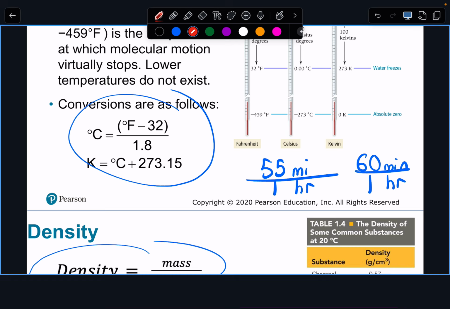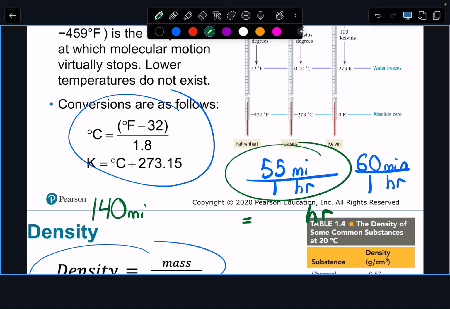So let's say that you've set your cruise control at 55 miles an hour. So you're going to have a consistent speed, but you have a trip that you're taking that's 140 miles and you want to know how long it's going to take. Most people would probably be like, do I divide or do I multiply by 55? I don't know. Let's make sure you know by setting it up as a conversion factor. So you have 140 miles to travel and you want to know how long that's going to take you in hours.